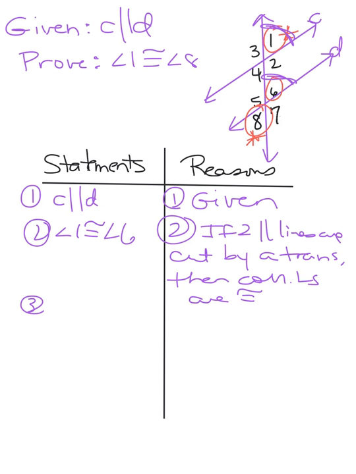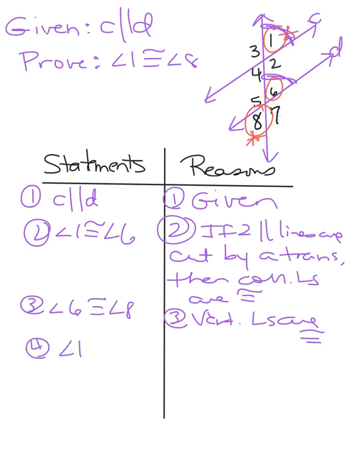My next step is angle 6 is congruent to angle 8, and that is because vertical angles are congruent. Angle 6 and angle 8 are congruent. And my last step is I have angle 1 is congruent to angle 8, and I have this in the right order. It is a substitution, but this is more specific. It's in the order that I need it to be transitive. So this is the transitive property of congruency.